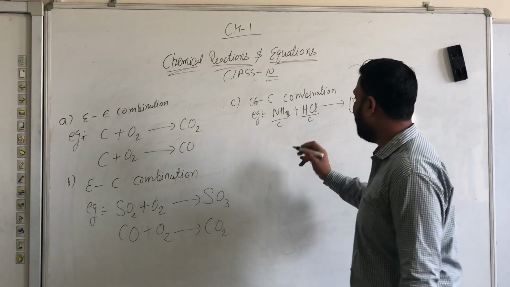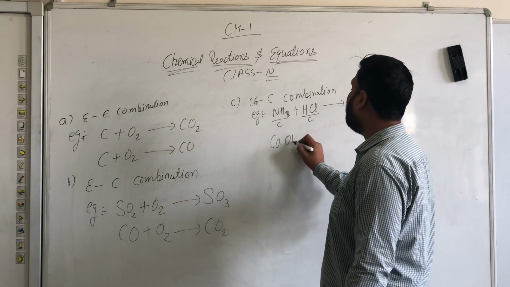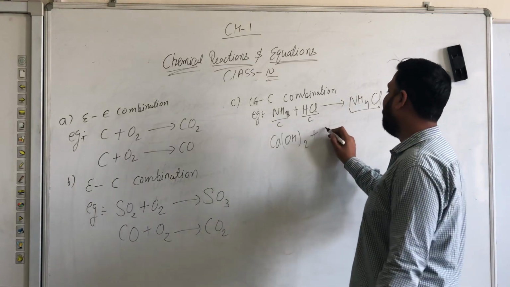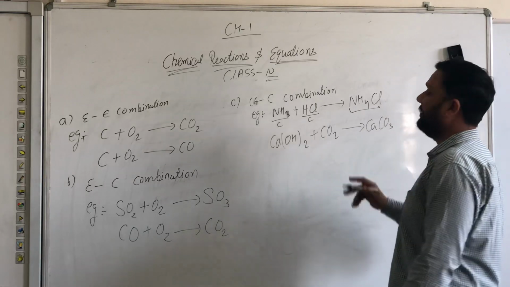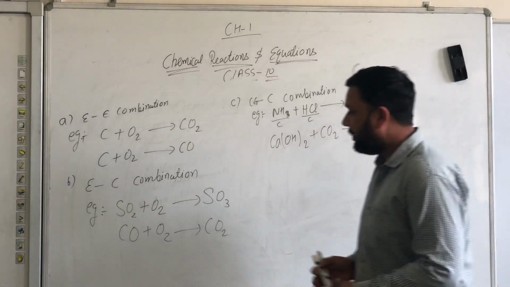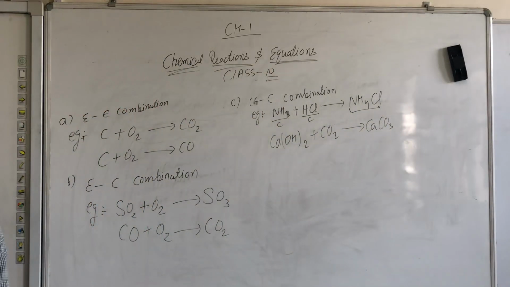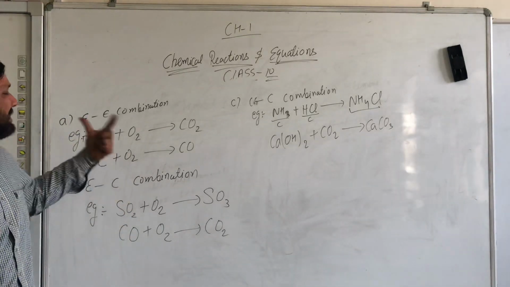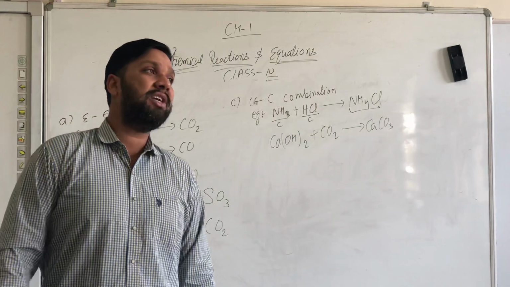So this type of reaction is called compound-compound combination. One more example we can take is calcium hydroxide, again a compound. When it reacts with carbon dioxide, it forms calcium carbonate. Again, it's compound-compound combination. Here we take one review. Which type of reaction is called combination? The one in which more than one species react together to form a single species.